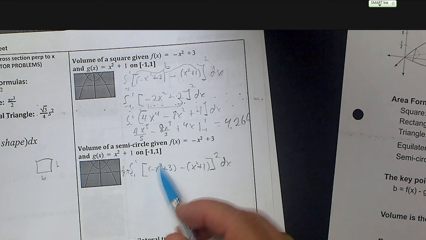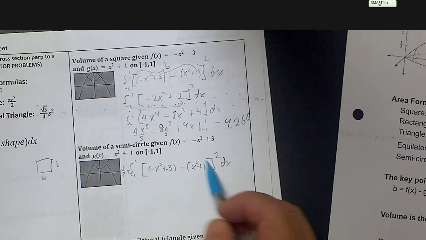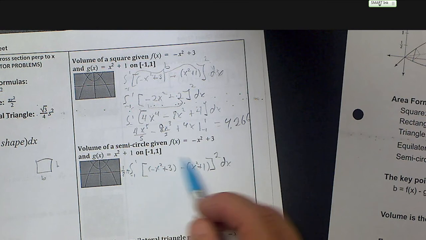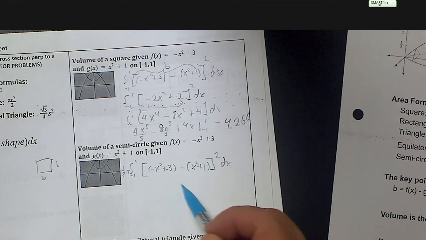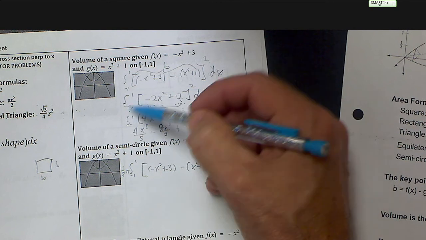Do we already know what the integral from -1 to 1 of this is going to be? Yes, we do. This part's going to be 4.266 again, right? Everybody agree with that? It hasn't changed. It's the area going from -1 to 1 of all this stuff.